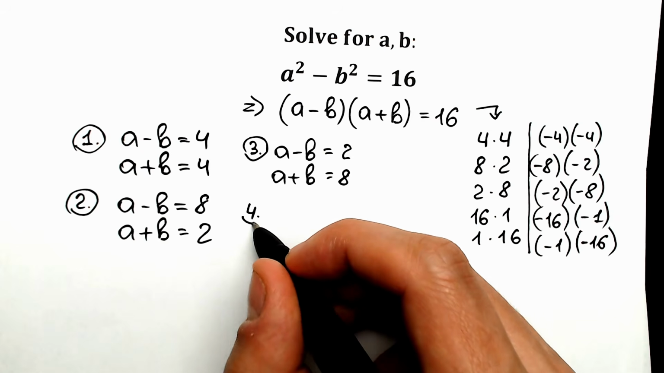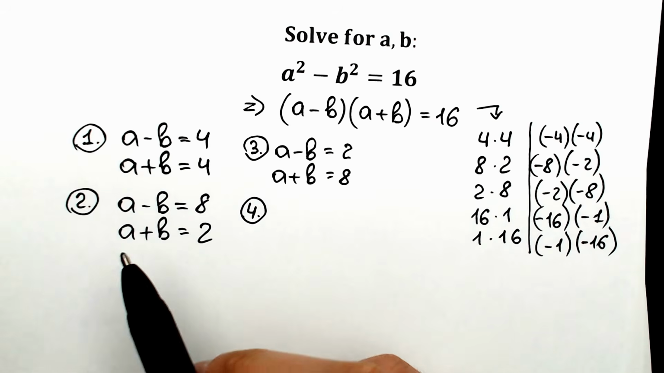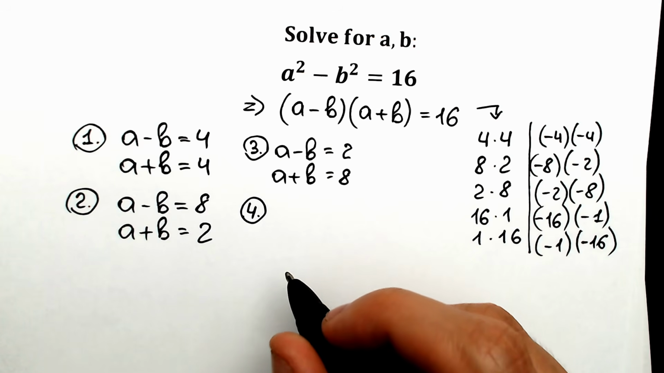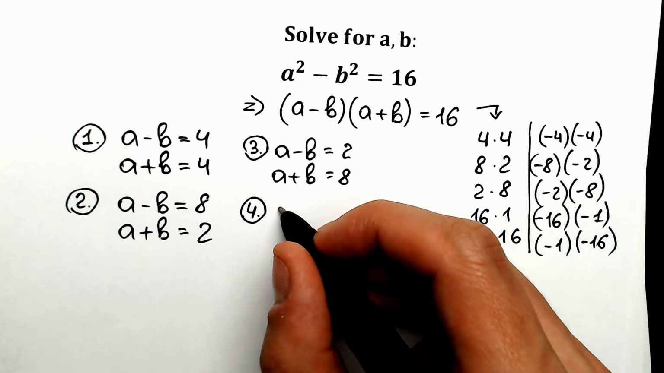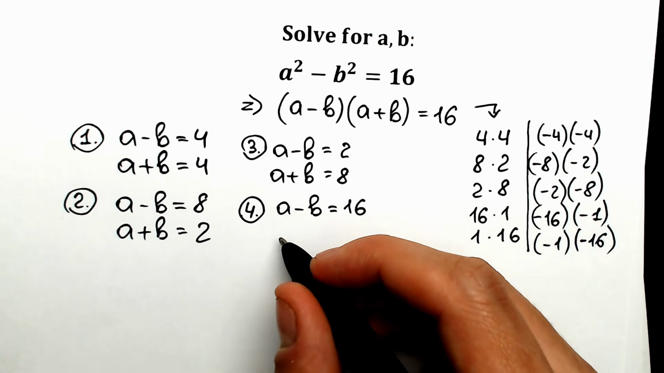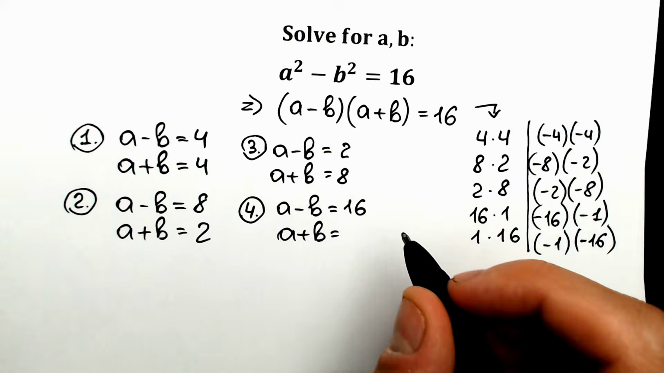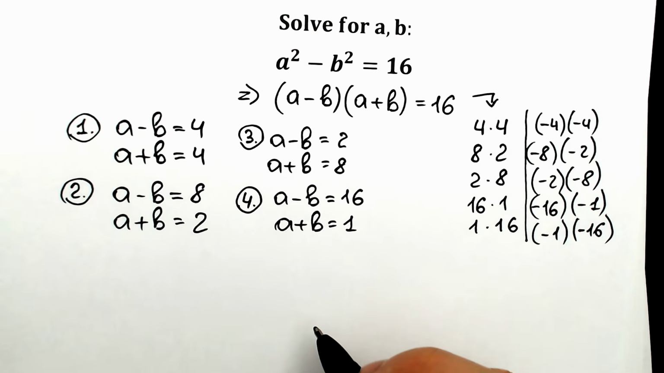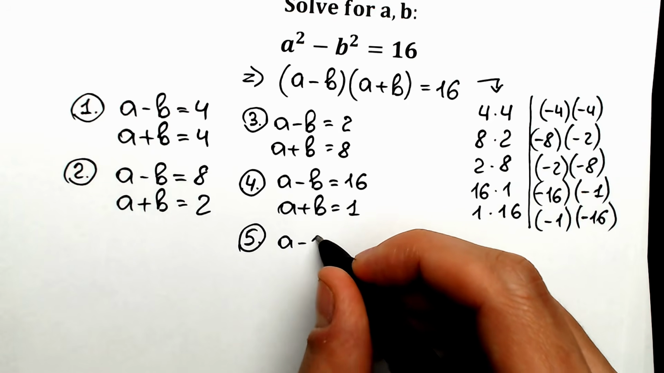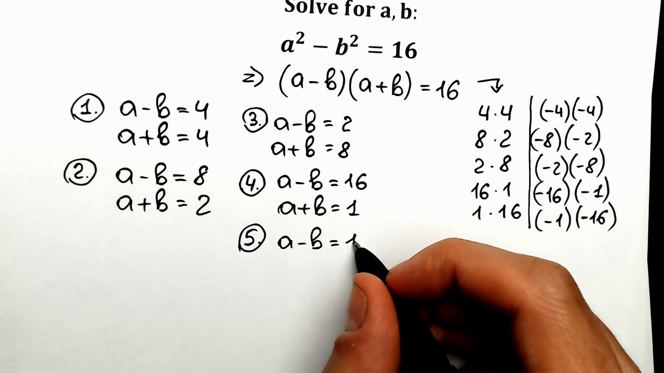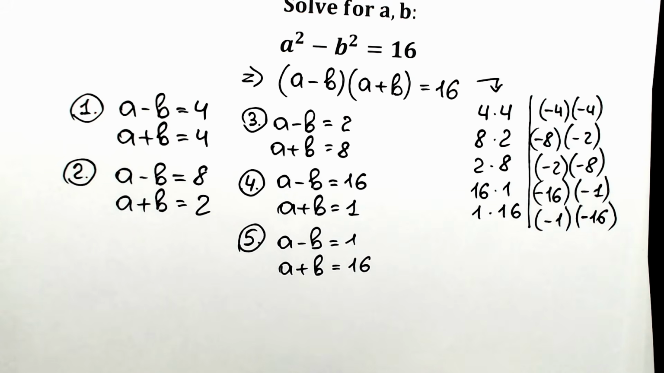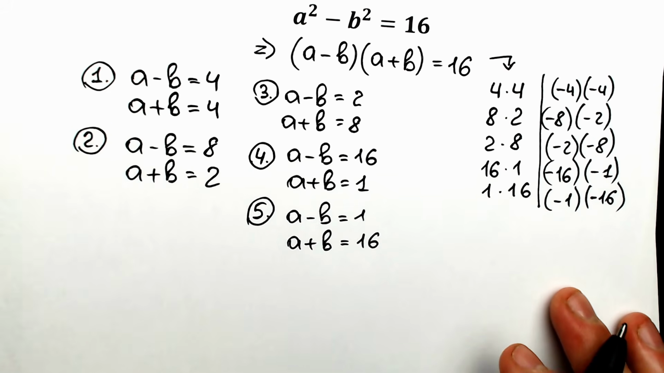Fourth case, let's write all these possible systems of equations, and then we can solve them real quickly in a few seconds, because this is a very easy system of equations. So our fourth system: a minus b equal to 16, and a plus b equal to 1. And our fifth system: a minus b is equal to 1, and a plus b is equal to 16. So we have 5 systems of equations, and let's solve them real quick.